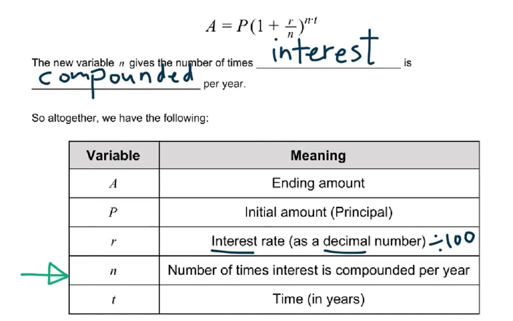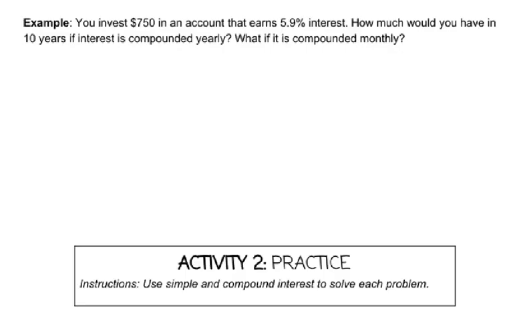So let's look at an example. Let's say you invest $750 into an account that earns 5.9% interest. How much would you have in 10 years if interest is compounded yearly? What if it is compounded monthly? So we've got our formula. And we're going to do this twice.